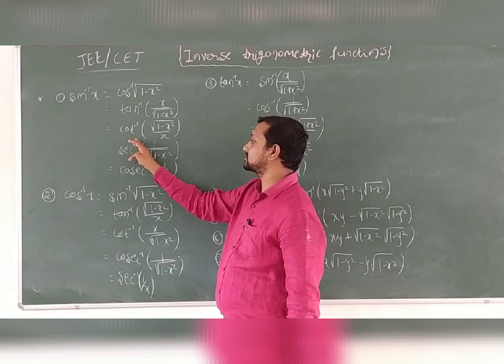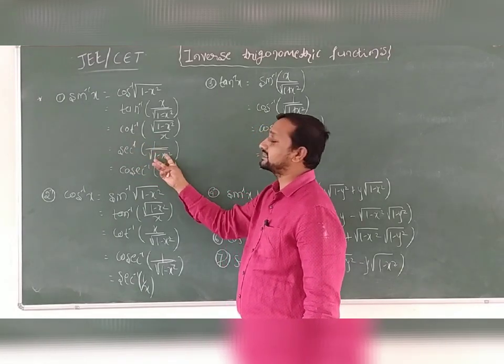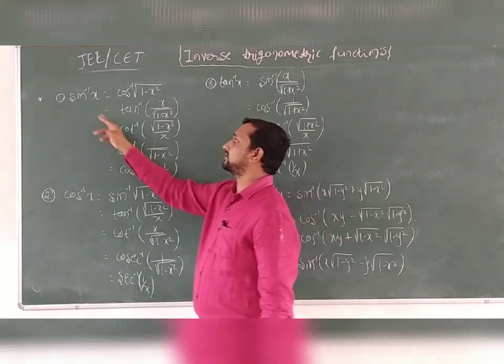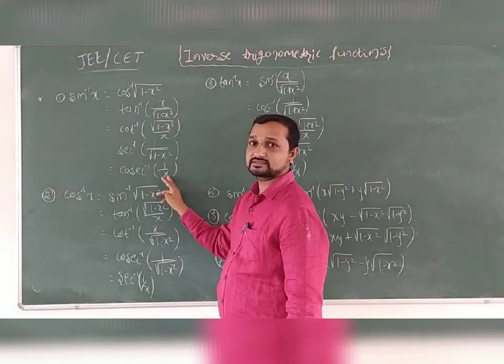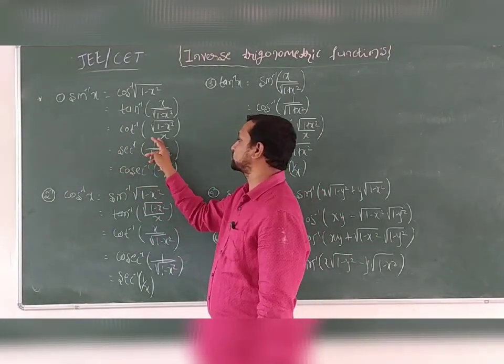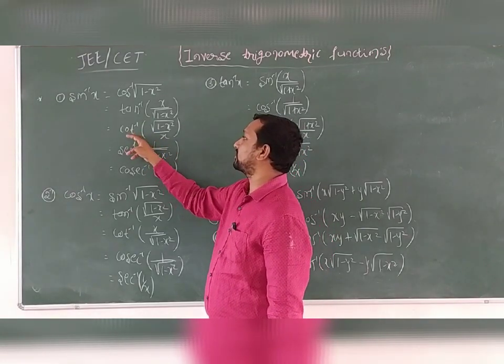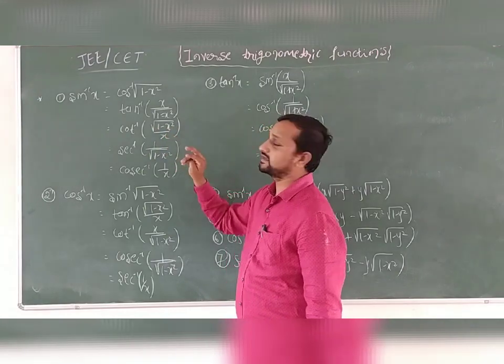Okay, and sec inverse of 1 divided by root of 1 minus x square. And what about cosec inverse of x? I do know that sin inverse of x equals cosec inverse of 1 by x. But in terms of sec, this is 1 divided by root of 1 minus x square. And in terms of cot inverse, this is root of 1 minus x square by x.